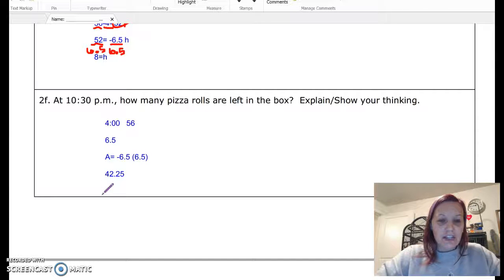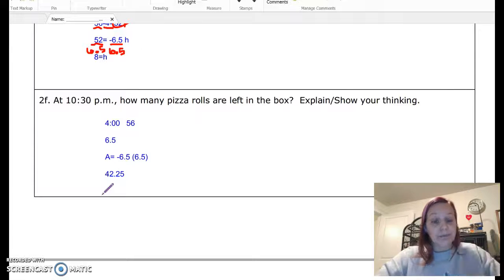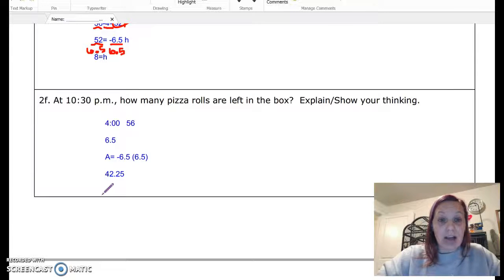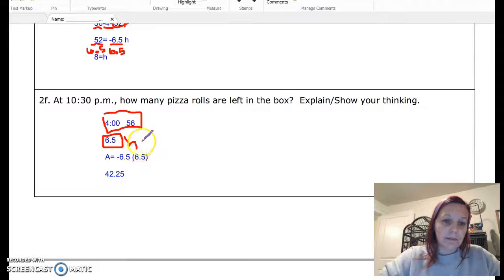This next question asks kind of the opposite. So at 10:30 p.m., that's a long time to eat pizza rolls, how many are left? At negative 6.5 an hour, we have to figure out how many hours they spent eating. So at 4 o'clock, we knew there were 56. From 4 o'clock to 10:30 is 6.5 hours that was spent eating.